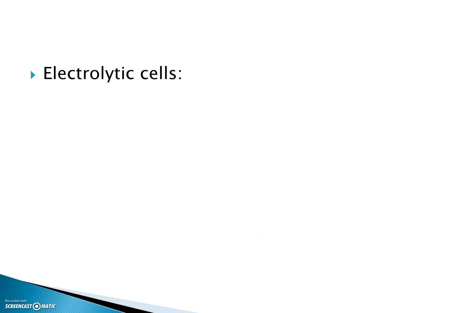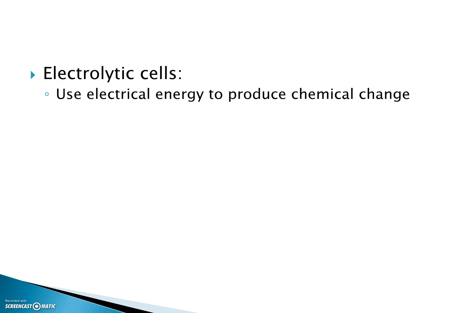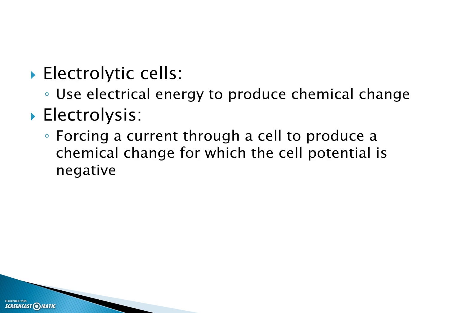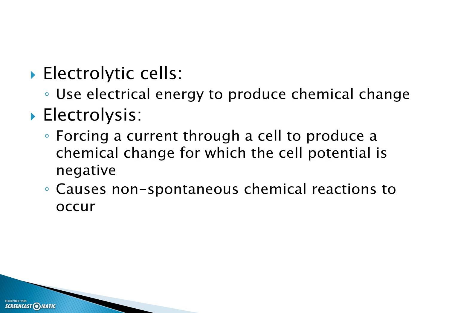Electrolysis. Electrolytic cells use electrical energy to produce chemical changes. When we talk about electrolysis, electrolysis forces an electric current through a cell to produce a chemical change for which the cell potential is negative. And remember, if the cell potential is negative, we're looking at a non-spontaneous process. So electrolysis causes a non-spontaneous chemical reaction to occur.